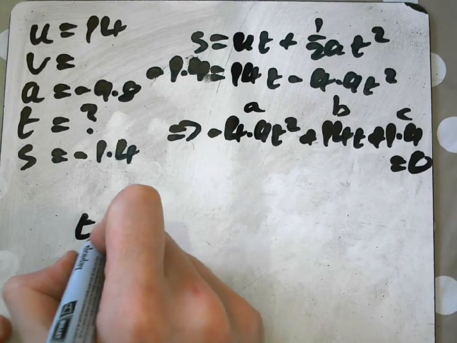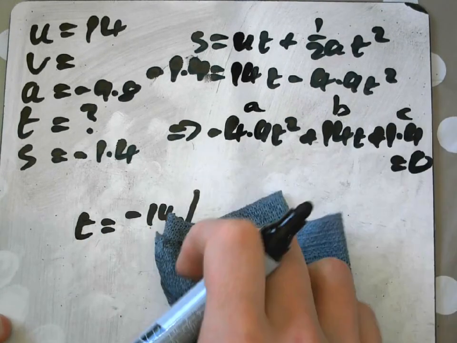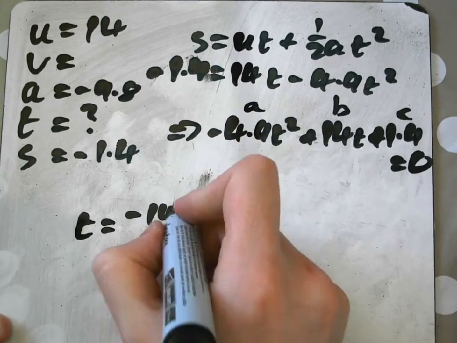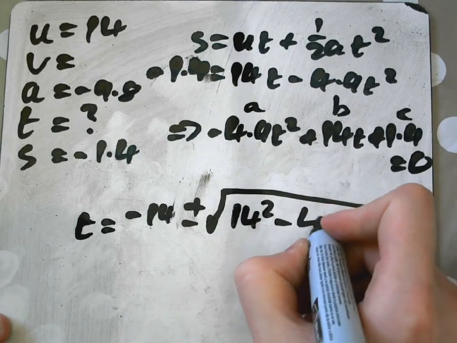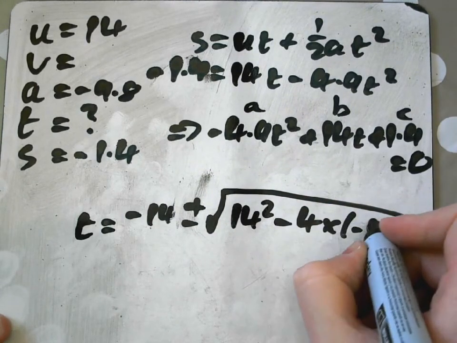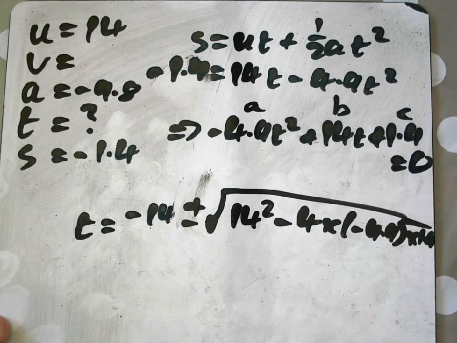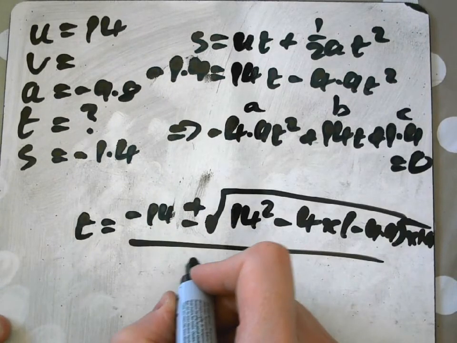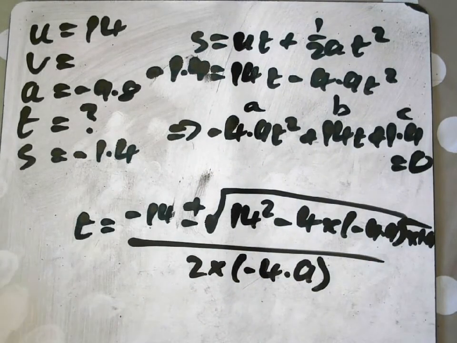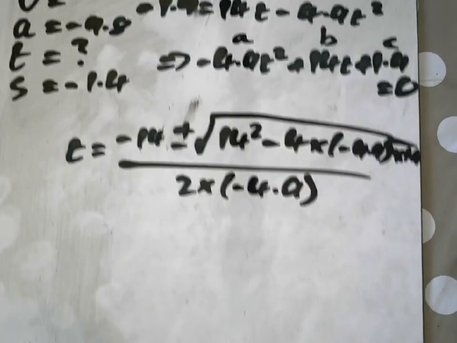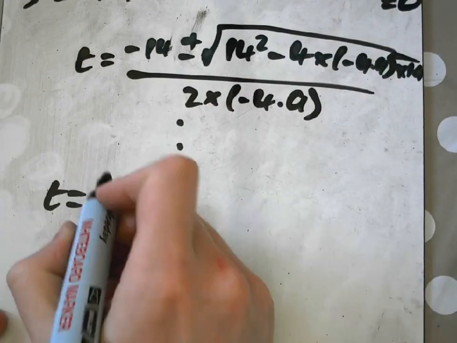What we have here are a, b, and c values that we can use in our quadratic equation. So t is equal to negative 14 plus or minus the square root of 14 squared minus 4 times negative 4.9 times 1.4, all over 2a. I'm running out of space, but we'll manage. Okay, I'm not going to run through the whole thing on the board here, because you should know how to use that.